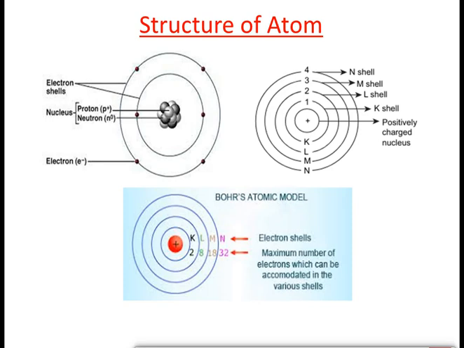Now we should learn how many electrons should be present in each shell. It's not that all the electrons, as one likes, can revolve in a single shell. That is not possible.